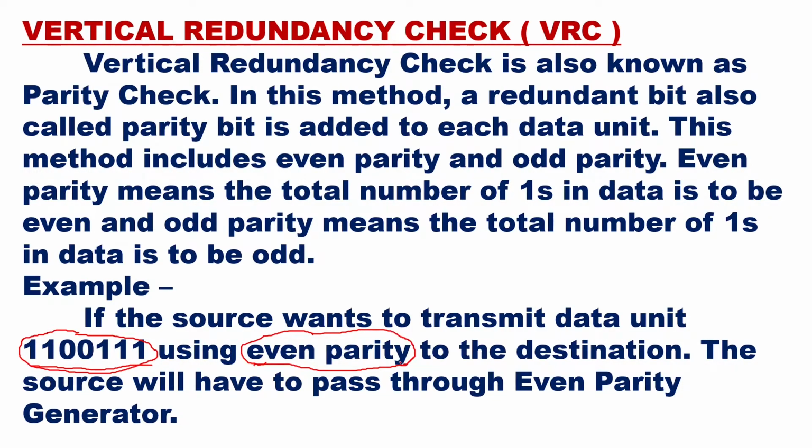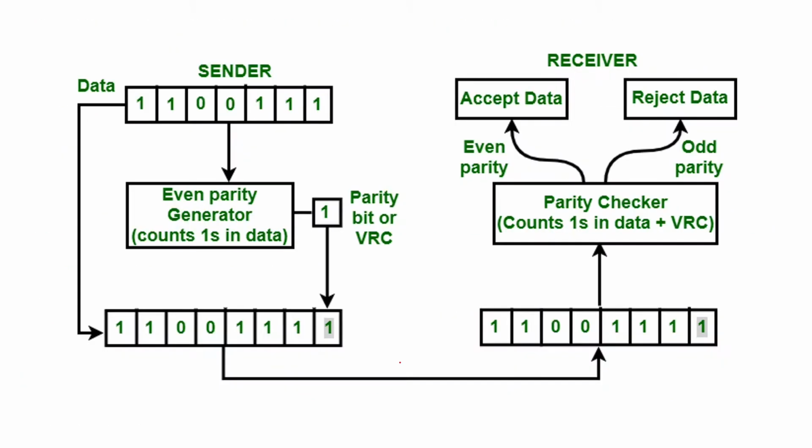At the receiver, you accept the data with even parity, that is, the number of ones in the data. If it is even at the receiver, then the data will be accepted. If by any chance the number of ones in the data becomes odd, then the data will not be accepted. So we can take this example and see here.